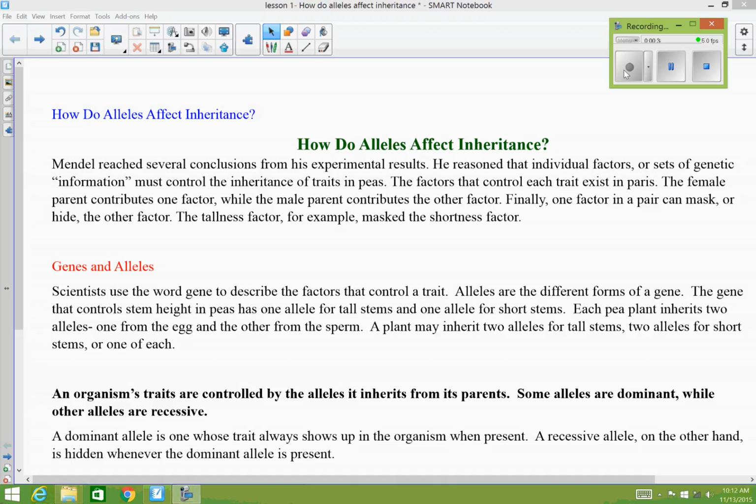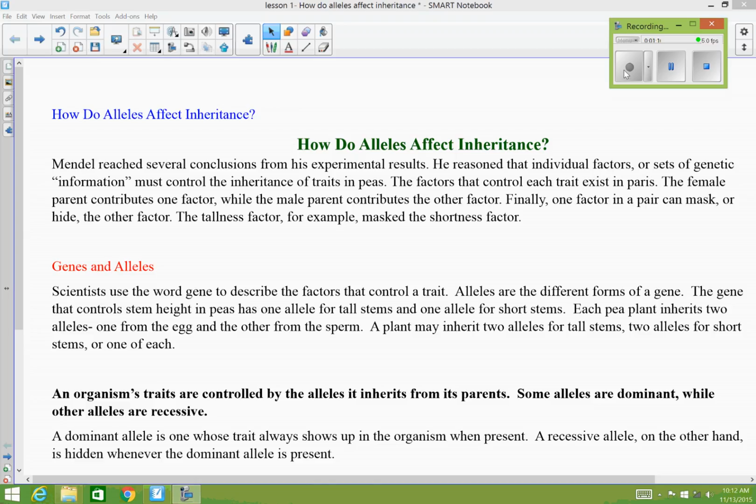Genes and alleles. Scientists use the word gene to describe the factors that control a trait. Alleles are different forms of a gene. The gene that controls stem height in peas has one allele for tall stems and one allele for short stems. Each pea plant inherits two alleles, one from the egg and the other from the sperm. A plant may inherit two alleles for tall stems, two alleles for short stems, or one of each. An organism's traits are controlled by the alleles it inherits from its parents.